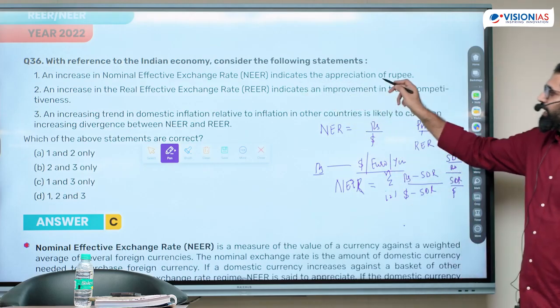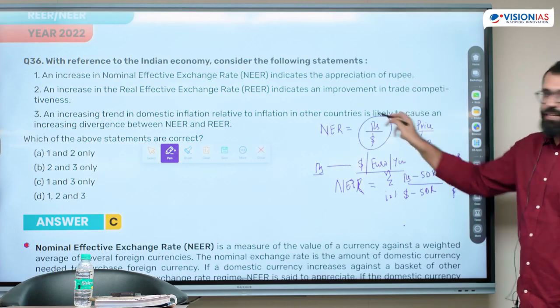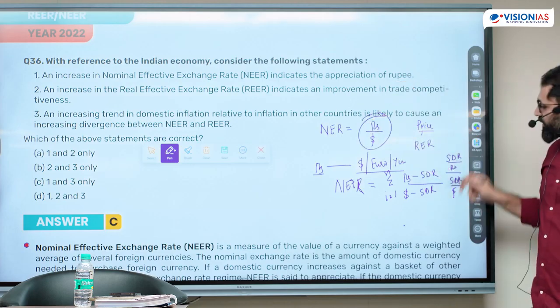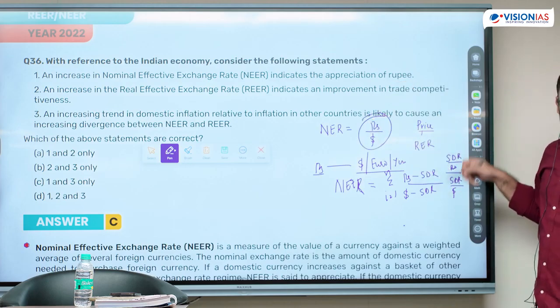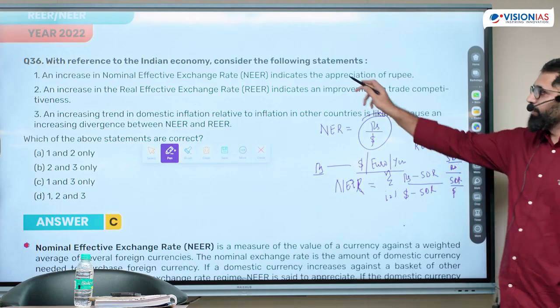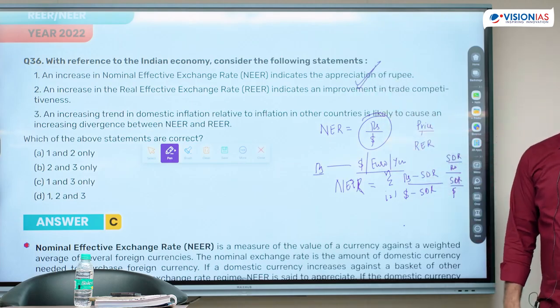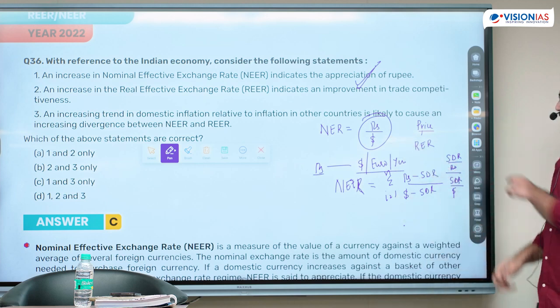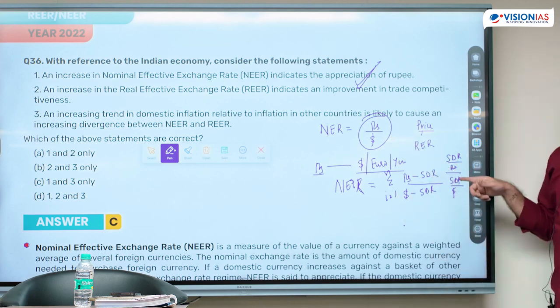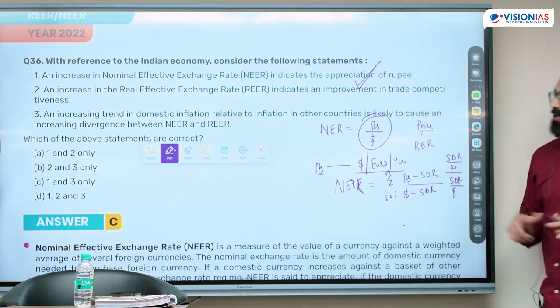Increase in NEER indicates appreciation. Now increase in this indicates depreciation. But now since the ratio has been reversed, it is dollar to rupee now. That means improvement will have appreciation. Calculation ka difference hai. It's not rupee to dollar. If you see, this becomes dollar to rupee. This is how it is calculated by RBI.